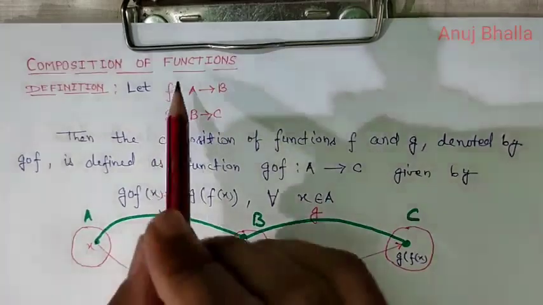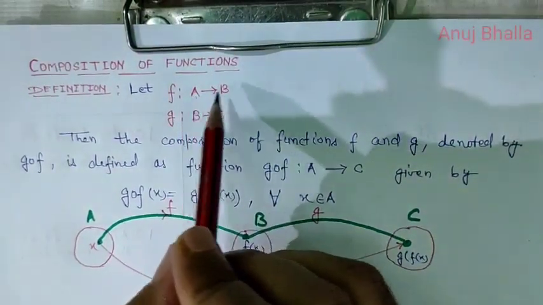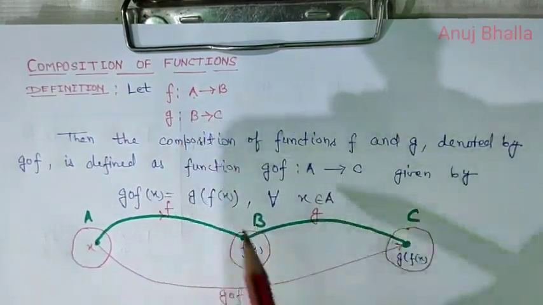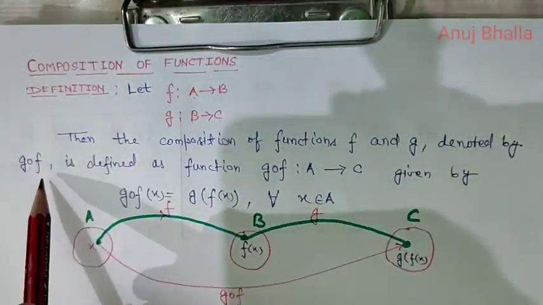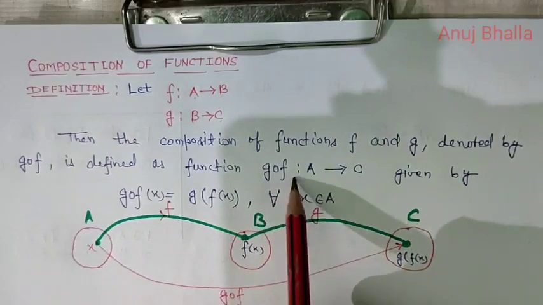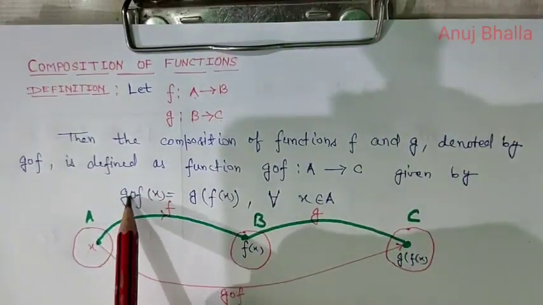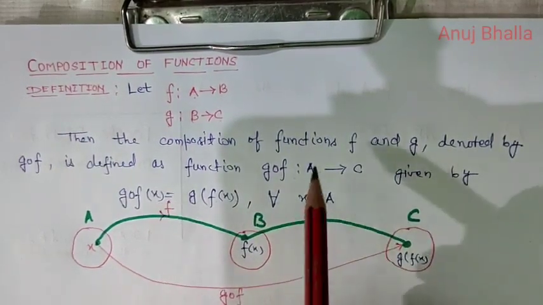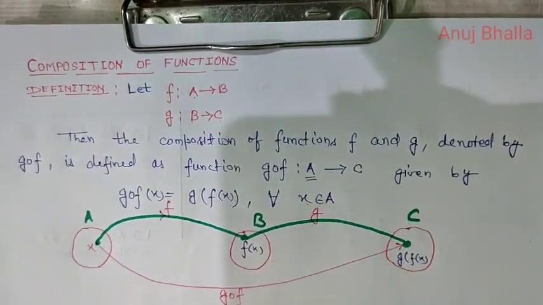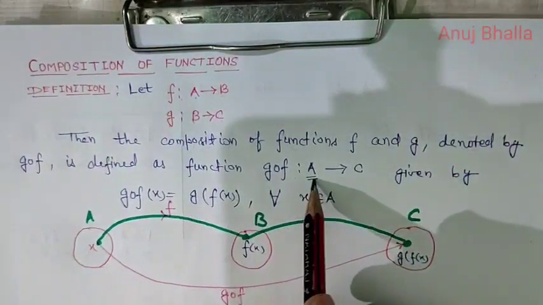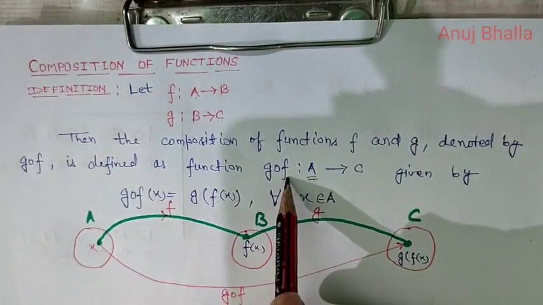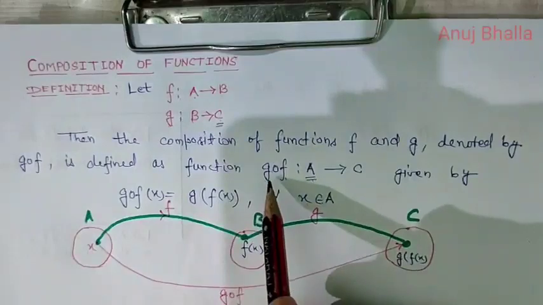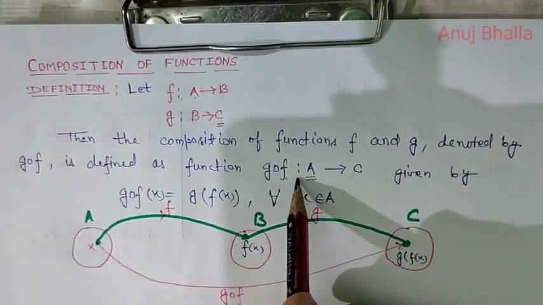If you have two functions f from domain A to B, and g from B to C, then the composition of f and g, denoted by gof, is defined as a function gof from A to C given by gof(x) = g(f(x)) for every x belongs to A. Here A, the domain of f, will become the domain of gof, and similarly the range of g will become the range of gof.